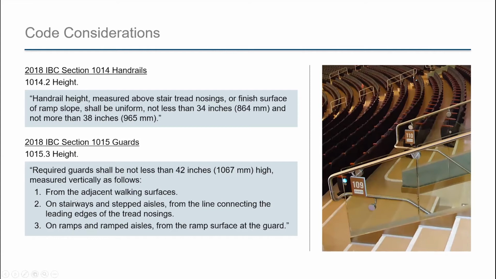Now that we have covered the 3 S's, structure, safety, and style, as well as guardrail attachment options, let's briefly cover the most common code considerations driving your guardrail design. 2018 IBC code sections 1014 and 1015 address standard height requirements for both handrail and guardrail. For handrail, remember a uniform height can measure no less than 34 inches and no more than 38 inches. And guardrails shall be not less than 42 inches tall per code requirements.